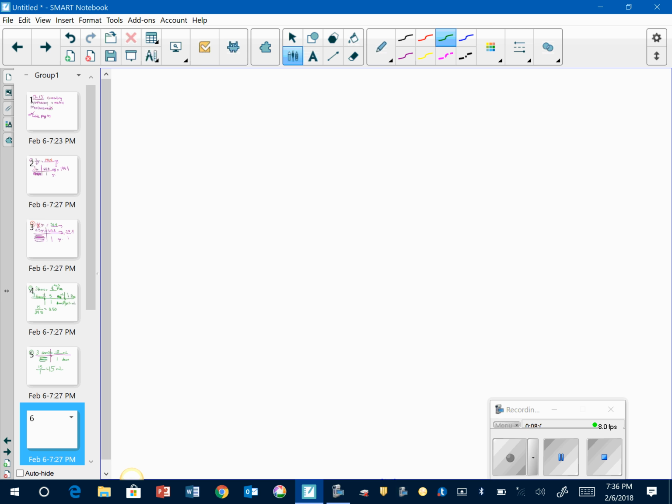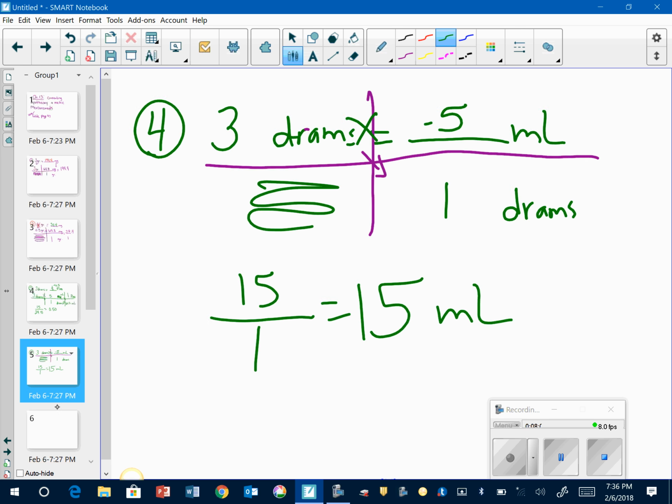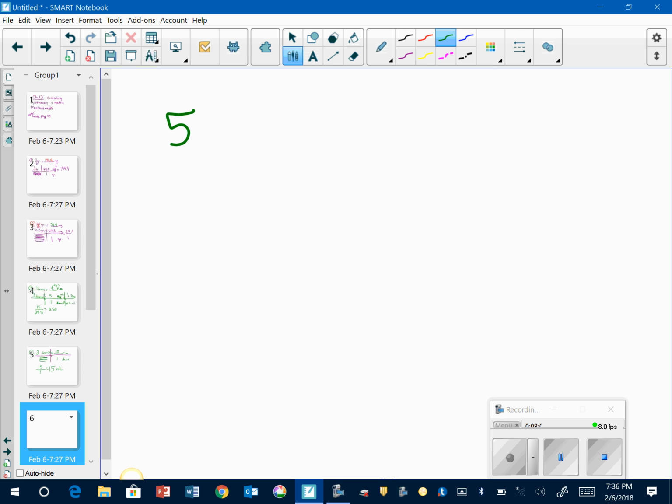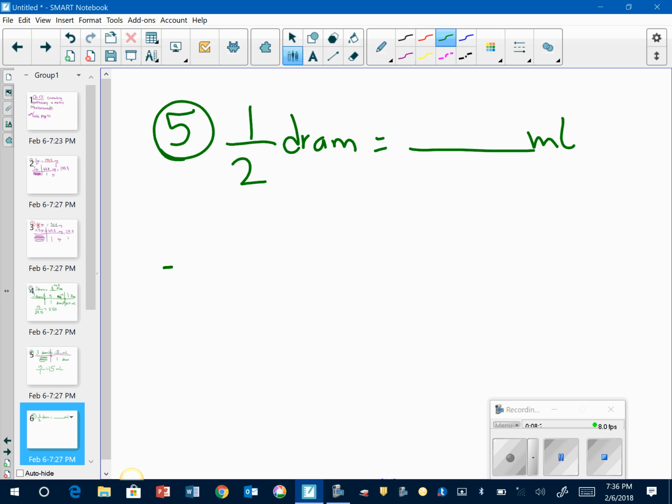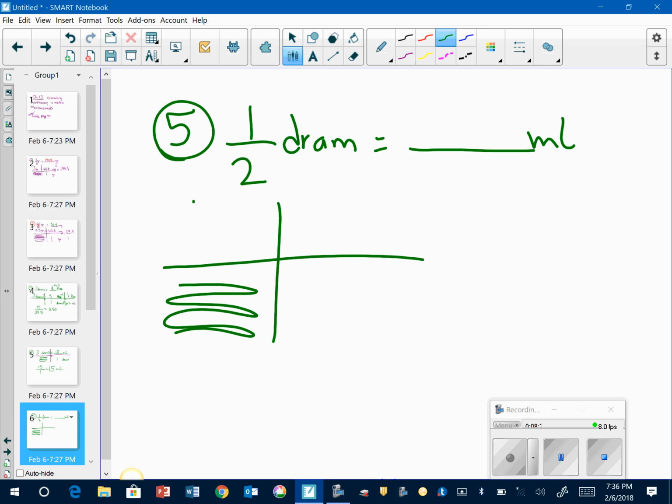Okay, I'll do one more here. Number 5, you have a half a dram. You want to see how much it is equal to in milliliters. Okay, set up your cross. Nothing ever goes here on the conversion one.